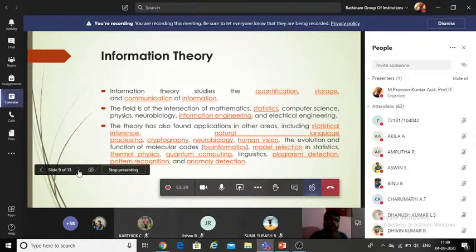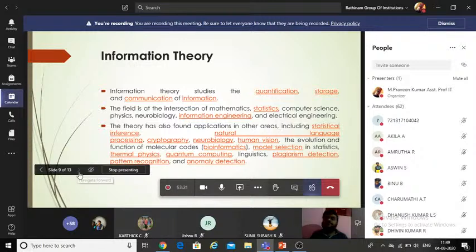And information theory. What are the things that come under information theory? Quantification, storage. What do you mean by quantification? The levels of data or a group of data. I mean quantity and quality. Quantity is nothing but the number of data, number of algorithms, whatever it is. So it is a study about quantification, storage, communication, information, and statistics, and also some physics, thermal physics, quantum computing. All the information comes under information theory.